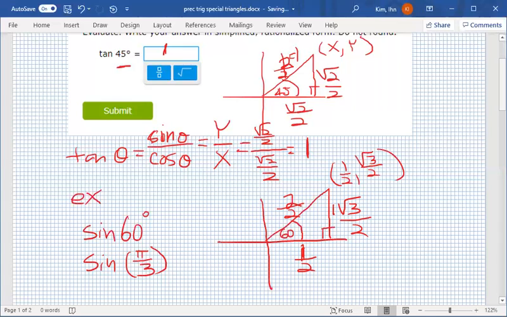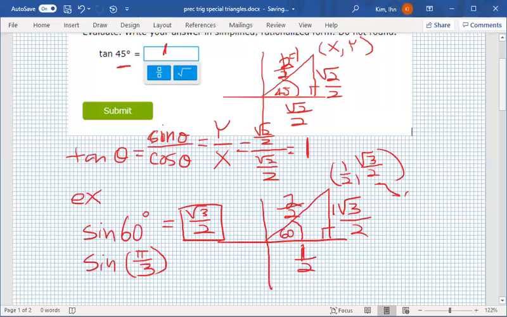Okay? So in order to answer this question, what is sine of 60 or pi over 3? Our answer is going to be, well, sine is the y value. So it's going to be this one, right? So our final answer is going to be radical 3 over 2. And they're both positive because, again, it's in the first quadrant, okay?